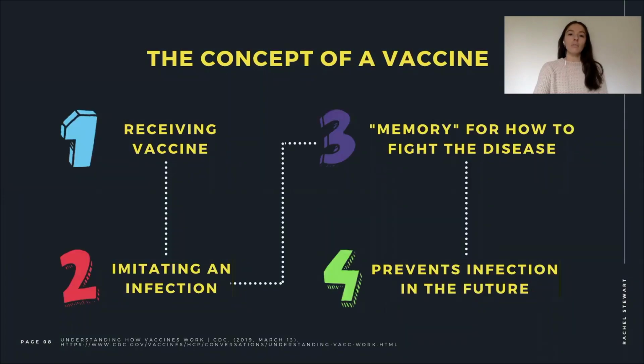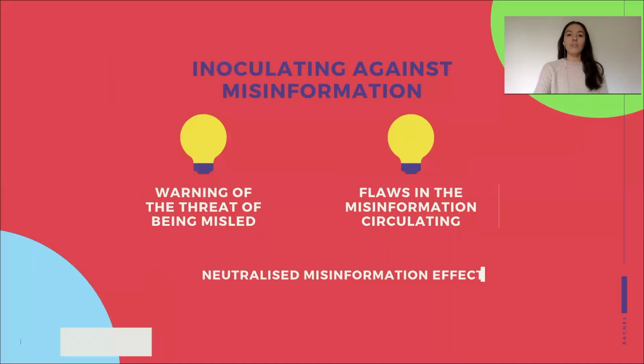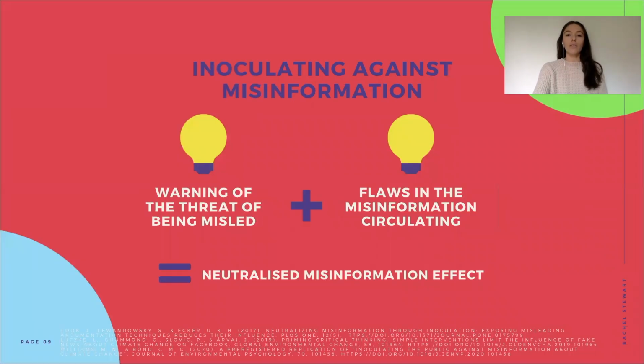First, let us consider what a biological vaccine does. Vaccines induce immunity by imitating an infection. This type of infection almost never causes an illness beyond minor symptoms like a fever. When the infection leaves the body, we are left with a memory for how to fight the disease, preventing future infection. Similarly, research following inoculation theory involves using a weak dose of misinformation to stimulate protection against future exposure.